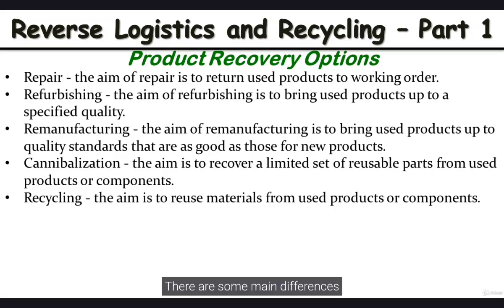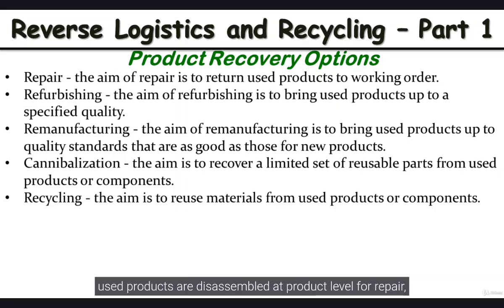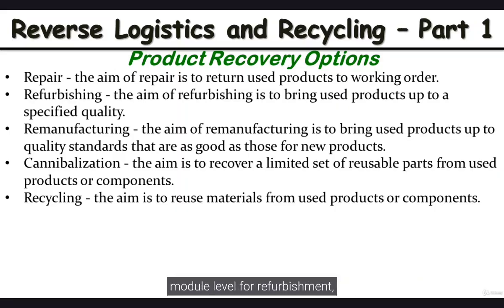There are some main differences between these recovery options. In terms of disassembly, used products are disassembled at product level for repair, module level for refurbishment, part level for remanufacturing and cannibalization, and material level for recycling. The quality of remanufactured products is the highest, as good as new, while the quality for repaired and refurbished products will be lower.